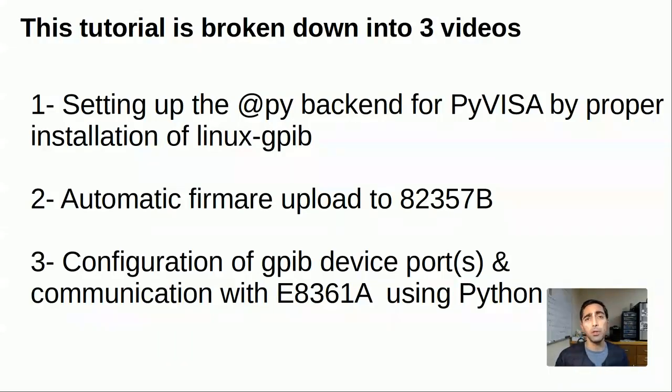And in the third video, I'm going to explain the configuration of the GPIB device ports on Ubuntu so that we can successfully communicate with and control our Keysight instrument. I'm going to share with you a few-line Python script that I use to communicate with my vector network analyzer and control it and acquire measurement data from it.